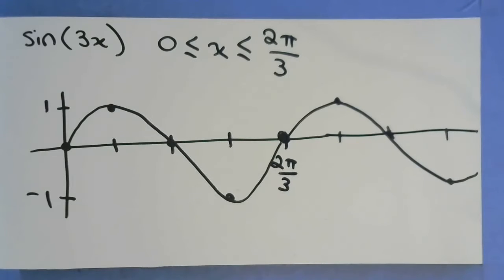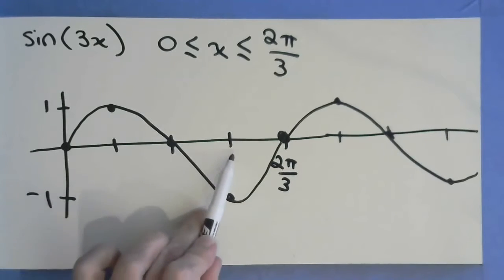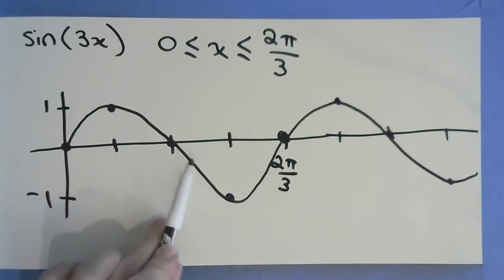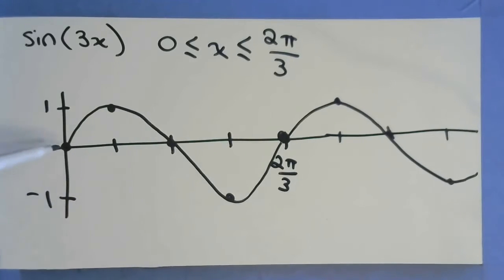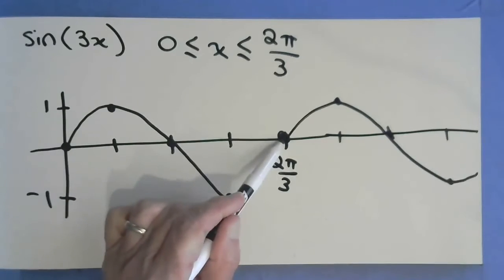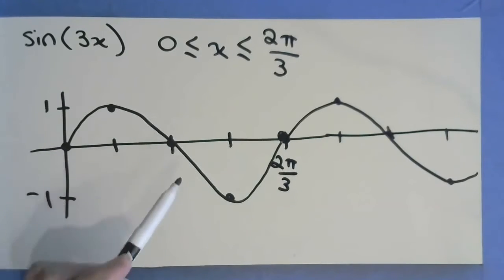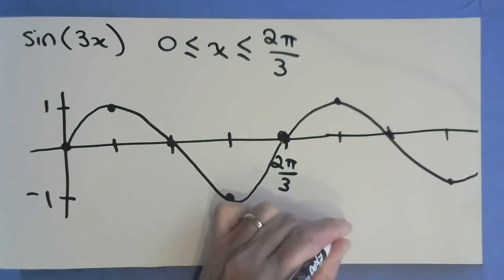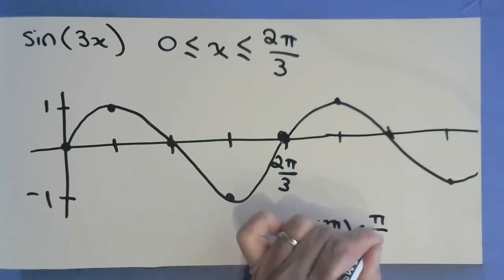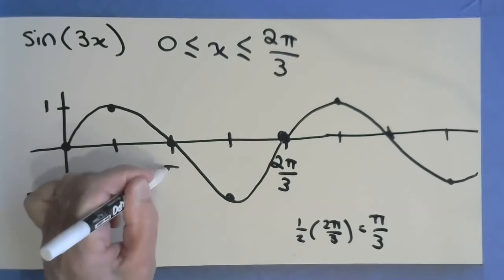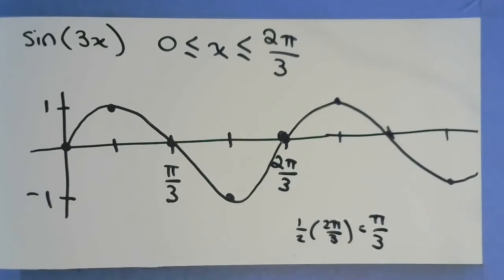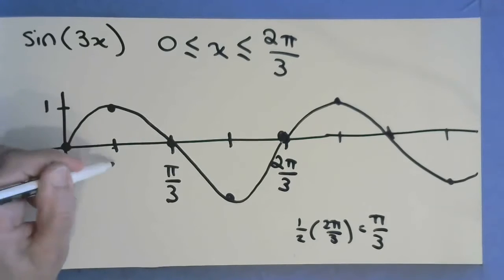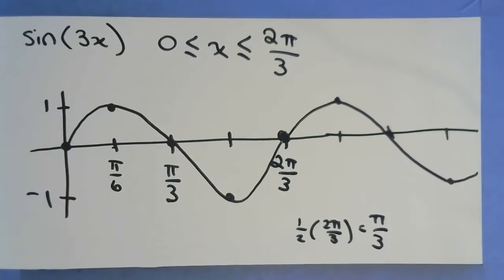Sometimes people ask, how do I know what these markers are? I have this. I want to know what those points are. Well, keep in mind that if this is 0 and this is 2 pi over 3, then that's half the distance. So 1/2 of 2 pi over 3 is just pi over 3. So we know this is pi over 3. And if this is 0 and this is pi over 3, this is just half of that. So it's pi over 6.